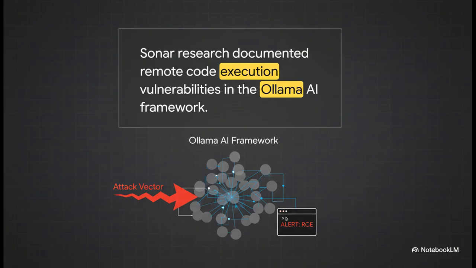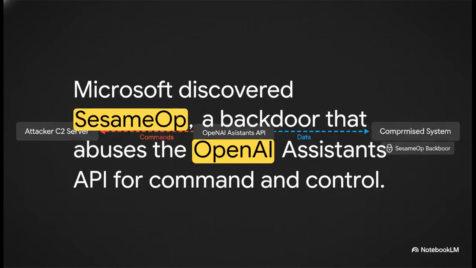And if you're not familiar, that's a really popular tool for running large language models right on your own local machine. And sticking with this theme of abusing infrastructure, Microsoft Incident Response found a pretty novel backdoor. They've named it SesameOp. And get this, it uses the official OpenAI Assistants API for its command and control.